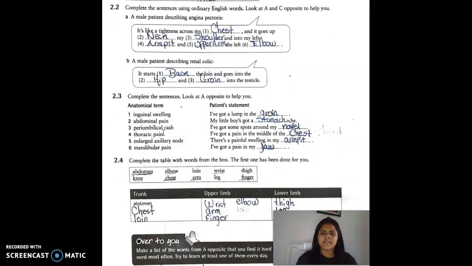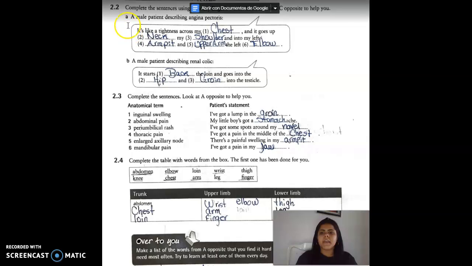2.2. Complete a sentence using ordinary English words. A. A male patient describing angina pectoris. It's like a tightness across my chest, and it goes up my neck, my shoulder, and into my left armpit, and upper arm, the left elbow.